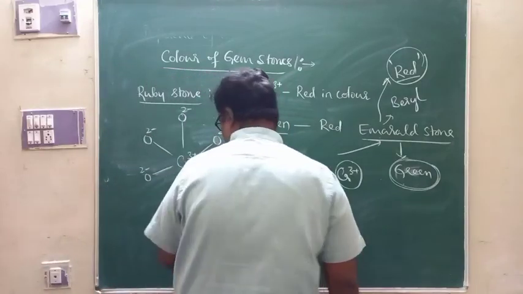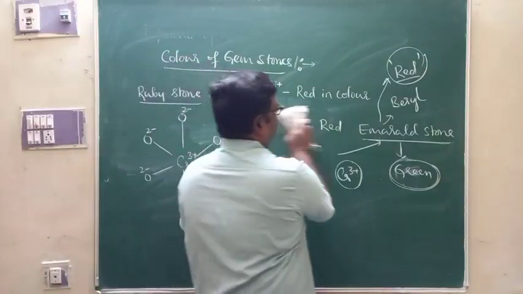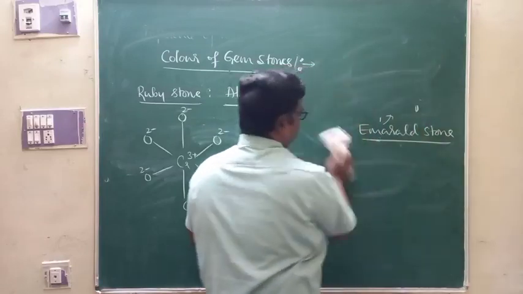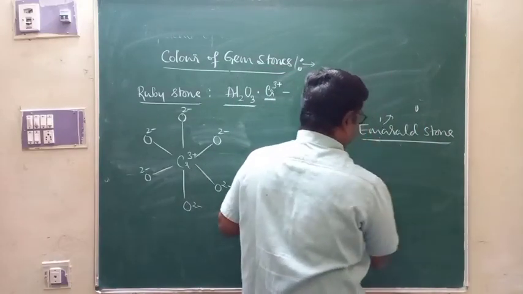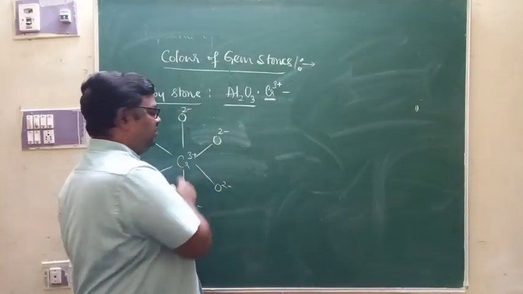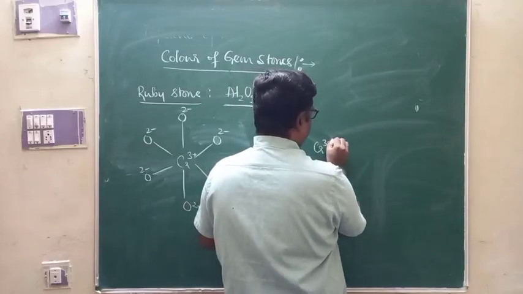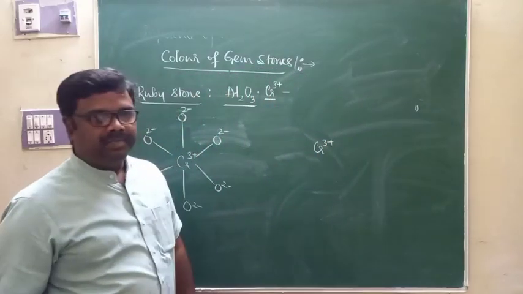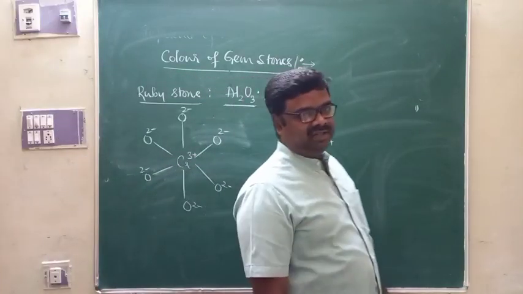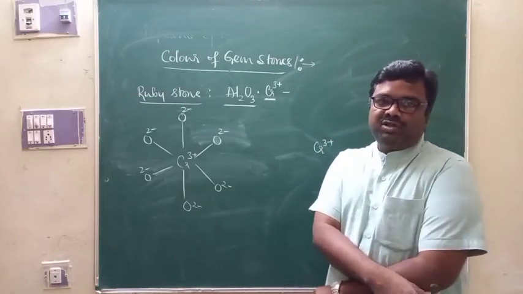Generally, the question arises, why in emerald as well as the ruby stone, we have Cr3+ ions. In ruby stone also we have Cr3+ ion. In emerald also we have Cr3+ ions. Still, the colors are different. That's because of the difference in host lattices.